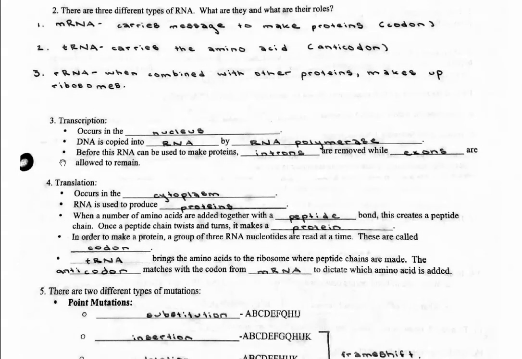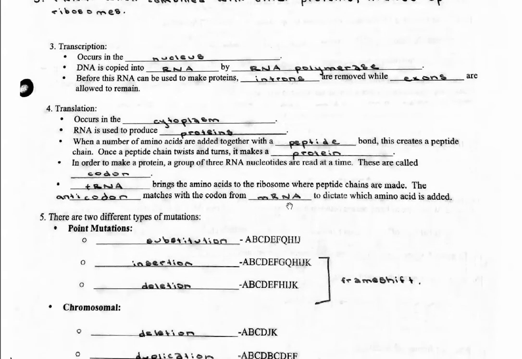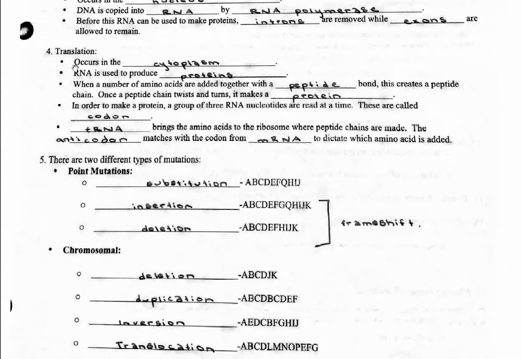Transcription occurs in the nucleus, and what happens is DNA is copied into RNA, and what does this is the RNA polymerase. Okay. Before the RNA can be used to make proteins, we first have to edit it so the introns are removed while the exons remain where they are. Translation occurs in the cytoplasm. What's happening in translation is RNA is being used to make proteins.